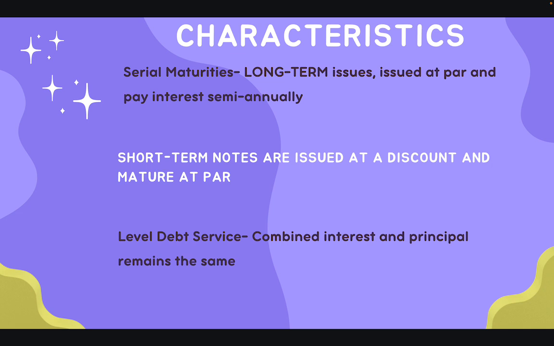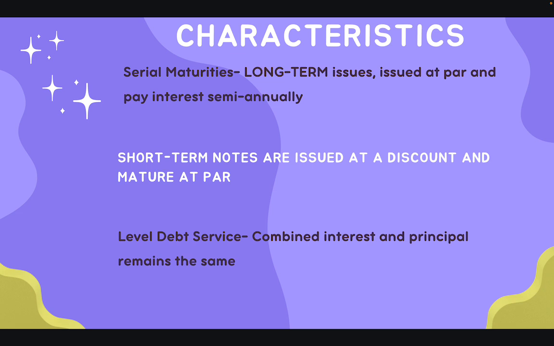There are different types of municipal debt based on the length of time. This is common. We have realized that all of these different types of debt, all of these different bonds and bills and notes, are different time periods. Just like the government has different time periods for the debt that they give out, same thing for municipal. So, we have serial maturities, which are the long-term issues. They're issued at par, and they pay interest semi-annually. And then there are the short-term notes. They're issued at a discount and mature at par. We also should realize that short-term debt is generally issued at a discount and matures at par. That's across the board.